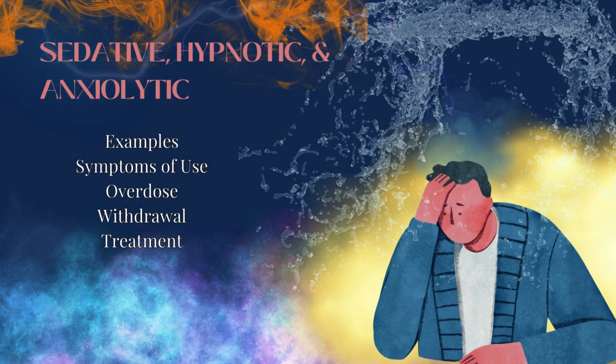Sedative, hypnotic, and anxiolytic intoxication can happen. Examples of medication in the sedative, hypnotic, or anxiolytic class include benzodiazepines, such as alprazolam or Xanax, diazepam or Valium, and lorazepam or Ativan. It also includes chlordiazepoxide, which is Librium, and clonazepam, which is Klonopin. An example of a hypnotic is zolpidem, which is Ambien. Although these are prescription medications, they are commonly misused.